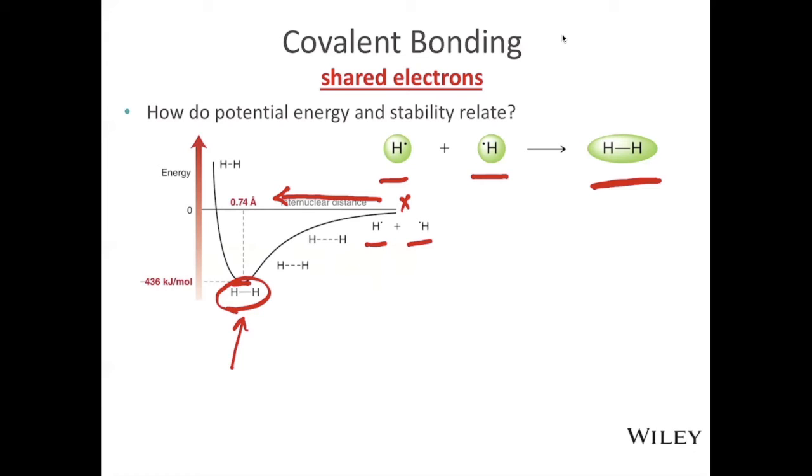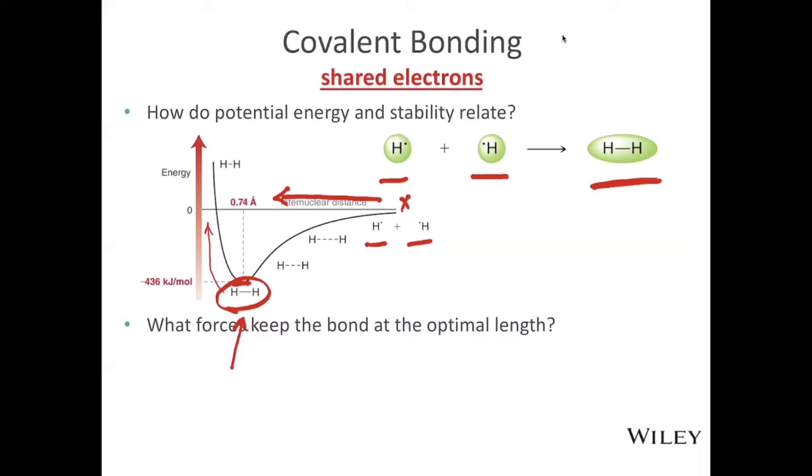And so then once you try to push those 2 hydrogens closer together, the nuclei, the 2 positively charged nuclei, get upset, and we end up increasing the energy pretty substantially very quickly as we push those closer together. So covalent bonds have a distance that is indicative of the most stable sharing of those 2 electrons.